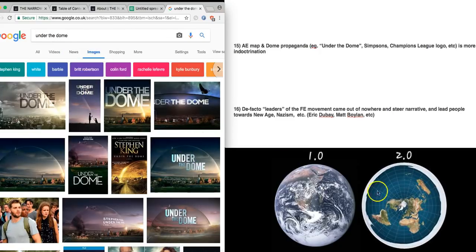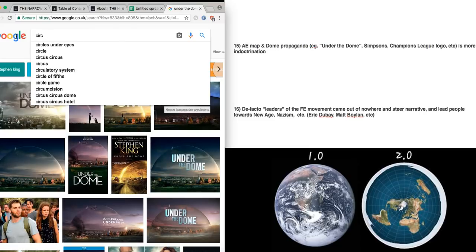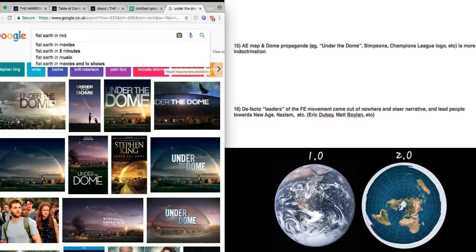Under the Dome. They want people to believe. This is programming. A lot of flat earthers are already aware of predictive programming, but they don't realize that I was programmed as well. I've seen past this now. We're not under a circular spherical dome like this, like they've shown us. This is predictive programming. And the circle map in movies, flat earth in movies.